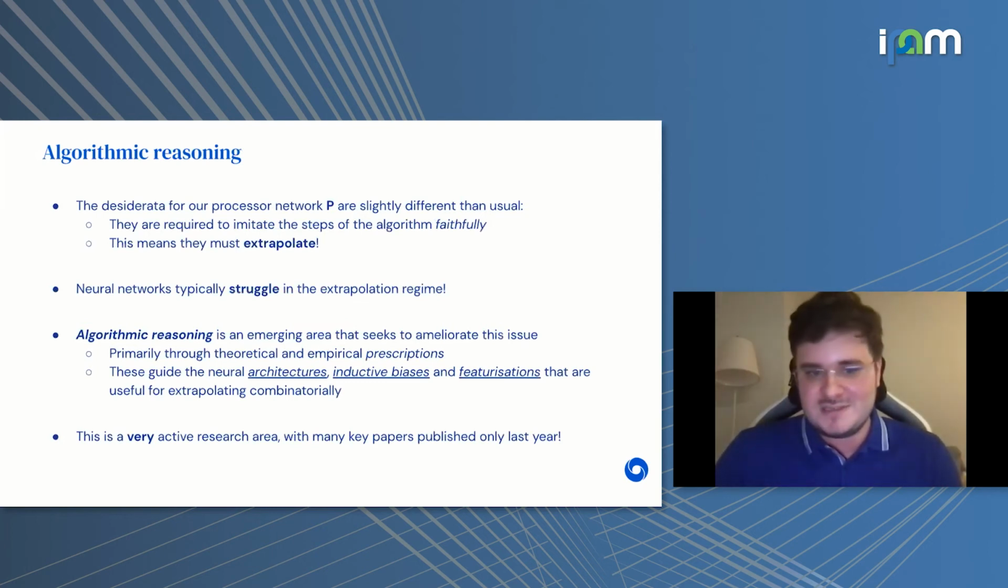So what algorithmic reasoning is all about is an emerging area that tries to make this issue a bit better. It does so through a combination of theoretical and empirical prescriptions: what kinds of neural architectures you should use, what kinds of inductive biases you should use, and what kinds of input features you should feed to the neural net so that you're a little bit better at combinatorially extrapolating.